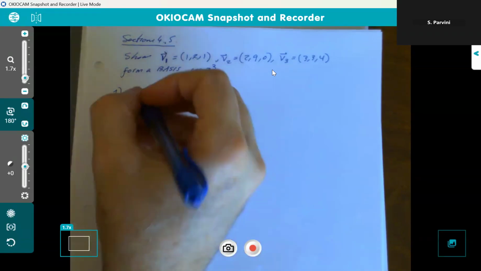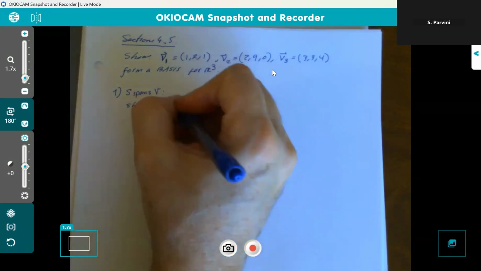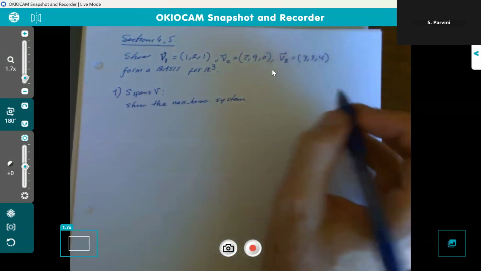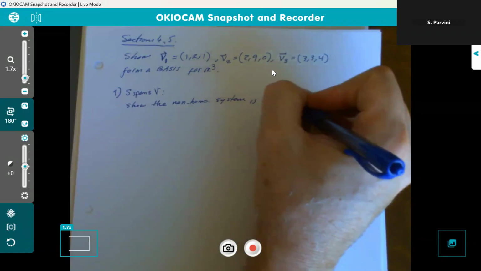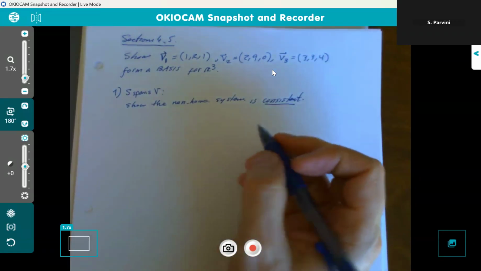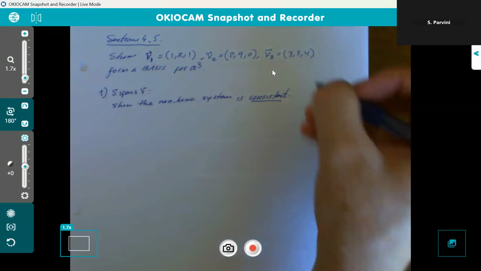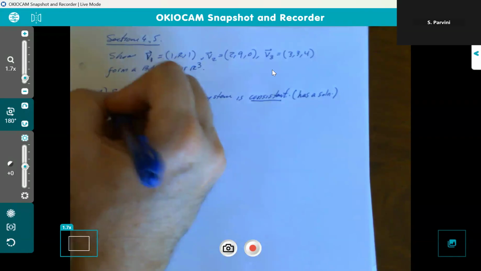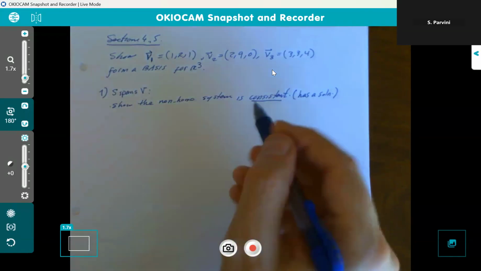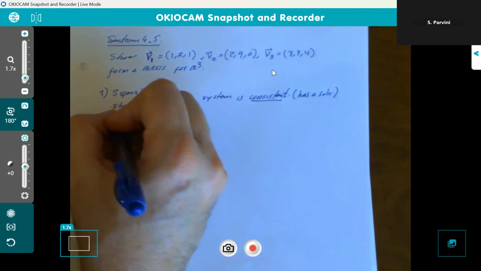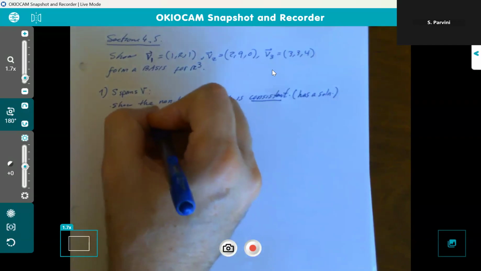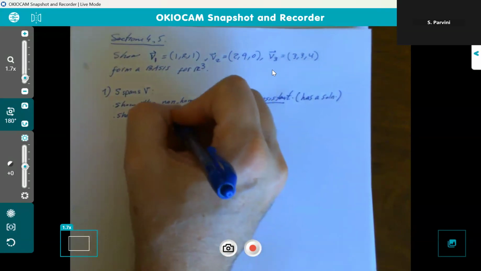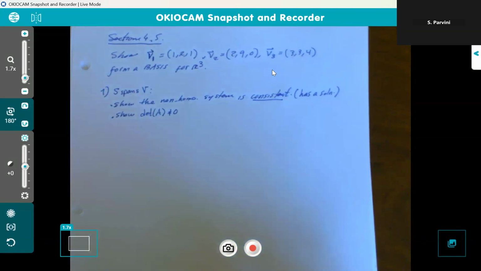For this, we need to show the non-homogeneous system is consistent. I'll show you what it looks like. Consistent means it has a solution, because consistent systems have at least one solution, from one to infinitely many. Typically, to show that it has a solution, we show the determinant of A, which is the matrix of coefficients, is not zero.